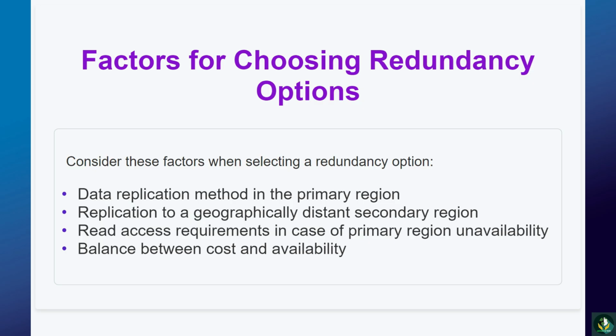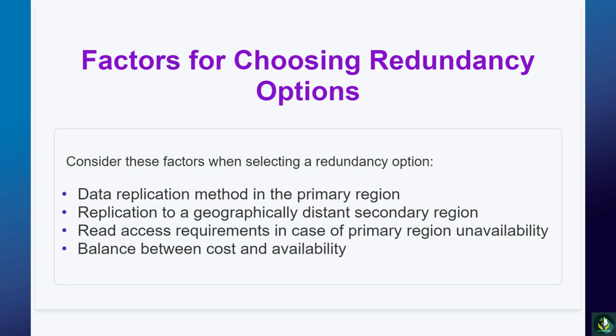Next, think about whether your data needs to be replicated to a secondary region. This geographic redundancy provides an extra layer of protection against regional disasters. It's particularly crucial for applications that require high availability and disaster recovery capabilities. Another important factor is read access to replicated data. In the event that your primary region becomes unavailable, some redundancy options allow read access to data in the secondary region. This can be a game changer for maintaining business continuity during unexpected outages.